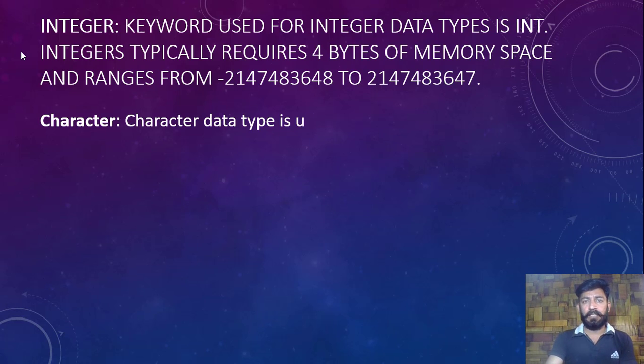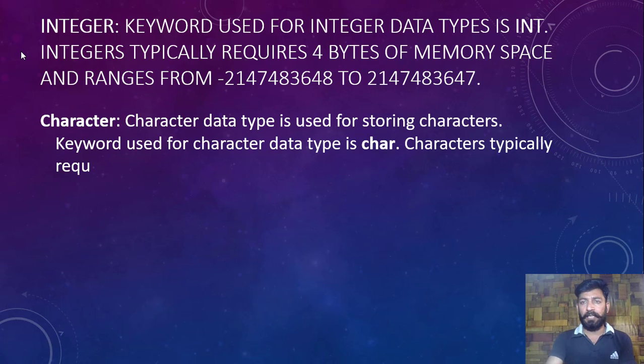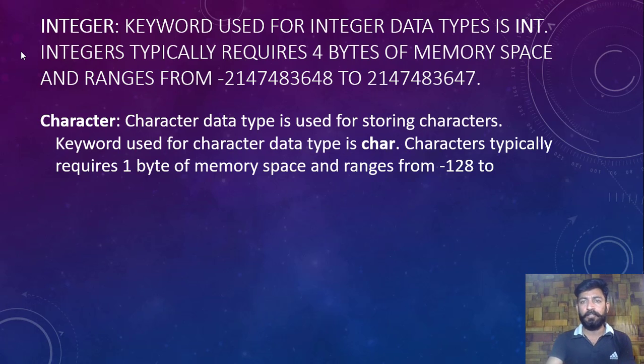Character. Character data type is used for storing characters. Keyword used for character data type is char. Character typically requires 1 byte of memory space and ranges from -128 to 127 or 0 to 255. I'll explain to you in this video why the range is -128 to 127.